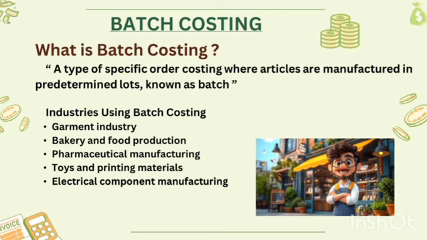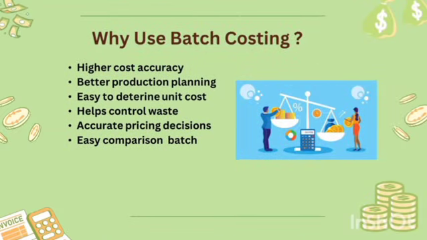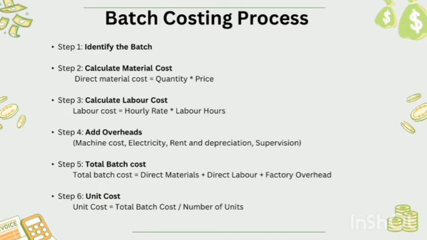materials, electrical component manufacturing. Why use batch costing? Higher cost accuracy, better production planning, easy to determine unit cost, help control waste, accurate pricing decisions, easy comparison of batches. Batch costing process. First step, identify the batch. The company first decides the batch size based on demand, machine capacity, labor availability, and cost efficiency. A batch number is assigned and the specifications of the product are recorded.